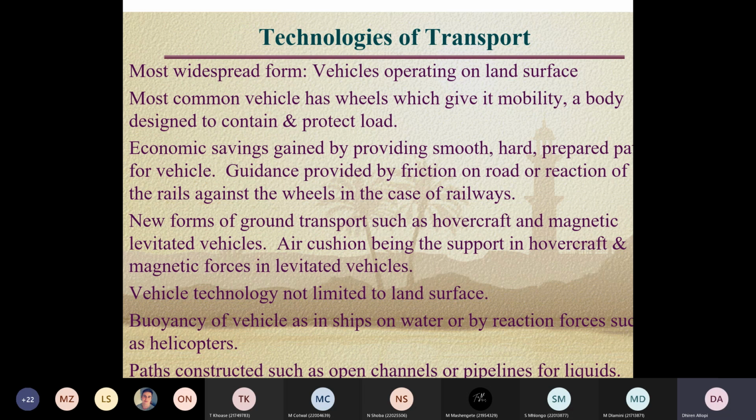When we talk in terms of economic saving, yes, a lot depends on how you provide the path for the vehicle to travel on. So if you have, for example, a smooth, hard, prepared surface like a flexible pavement, good riding quality, good skid resistance, smooth, the vehicle can travel at high speed, and maintaining a good speed certainly directly links to the economic factor, savings.